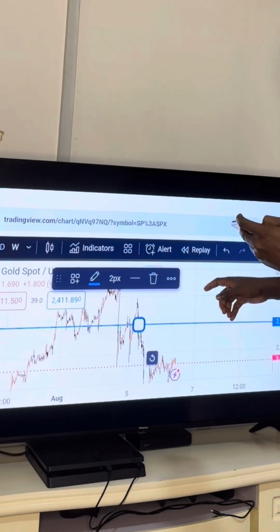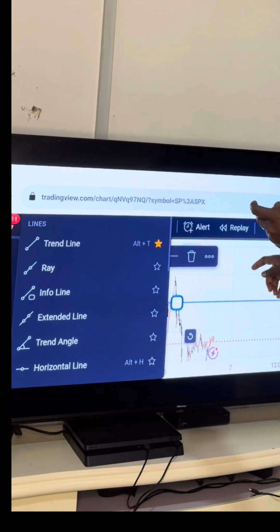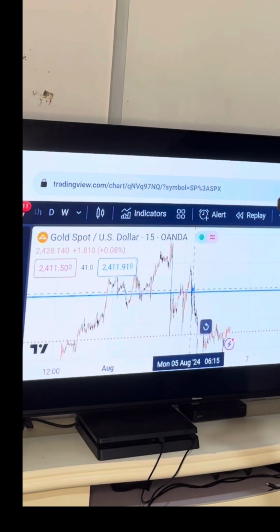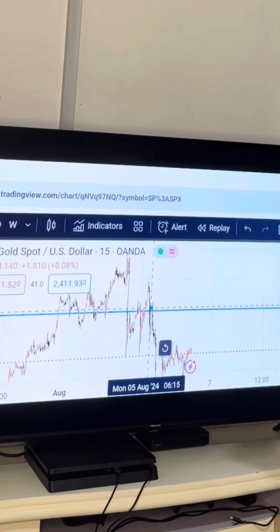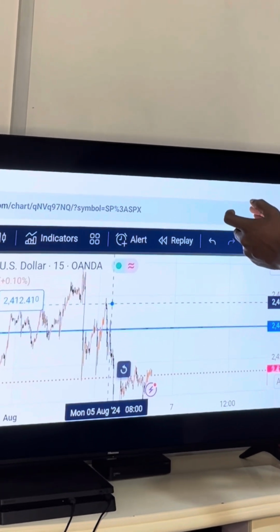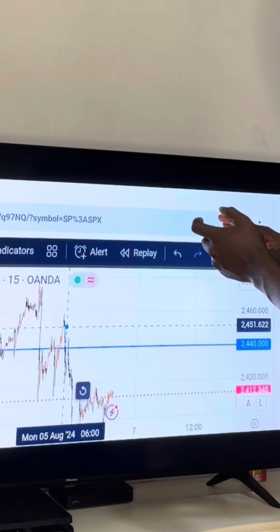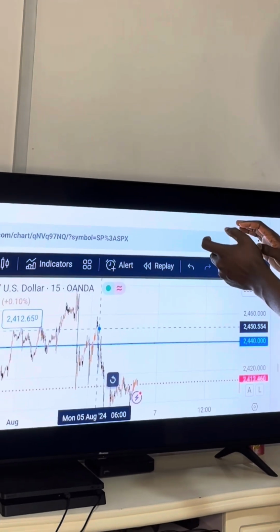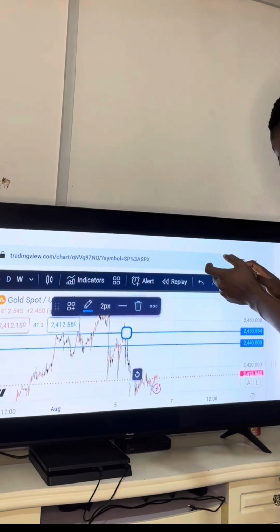Now you go to the next one, horizontal ray. I'm using my phone so that most people who don't have a laptop can learn. Now you draw it. Your next psychological zone will be 50. So you can see 50.